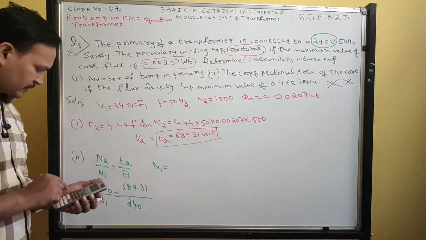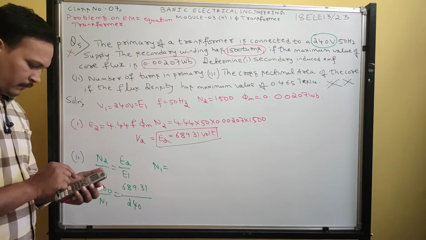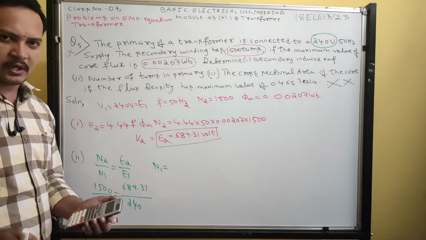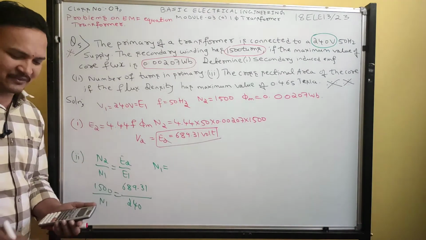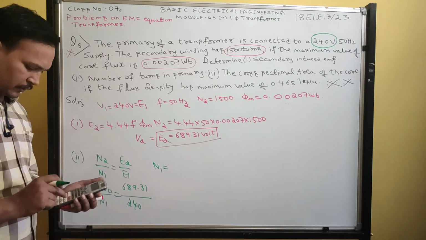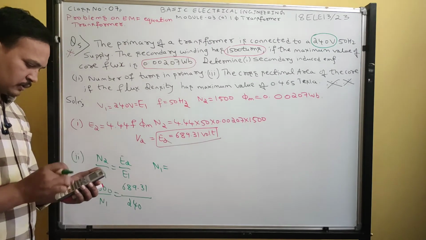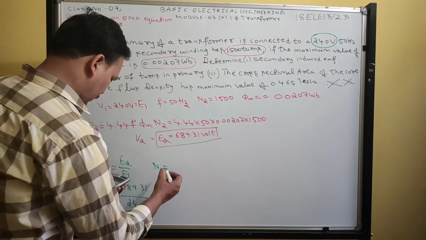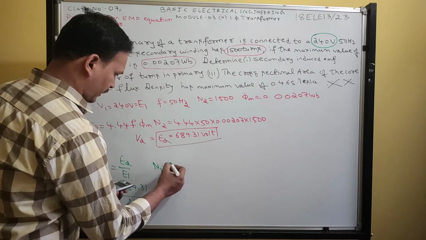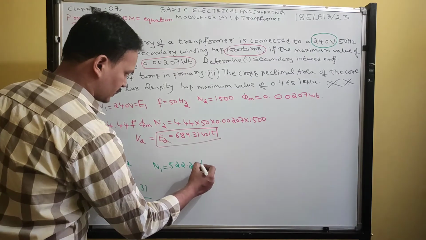We can see how much we get. 1500 divided by N1. See, in this calculator we can type this equation directly, so whichever is convenient for you, you can do that. Finally, I need the answer for N1. Whether you are doing the lengthy method or the shortcut method is left to you. 689.31 divided by 240. By solving that, I got N1 number of turns as 522.26. These many number of turns I got.